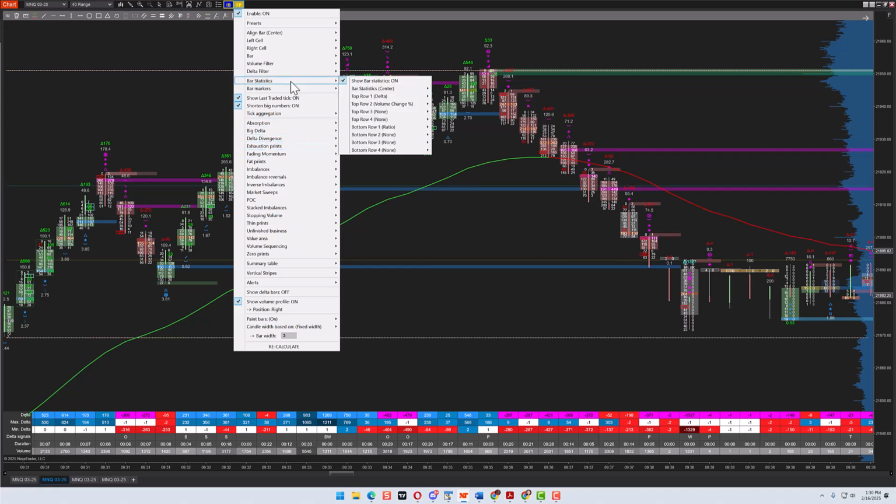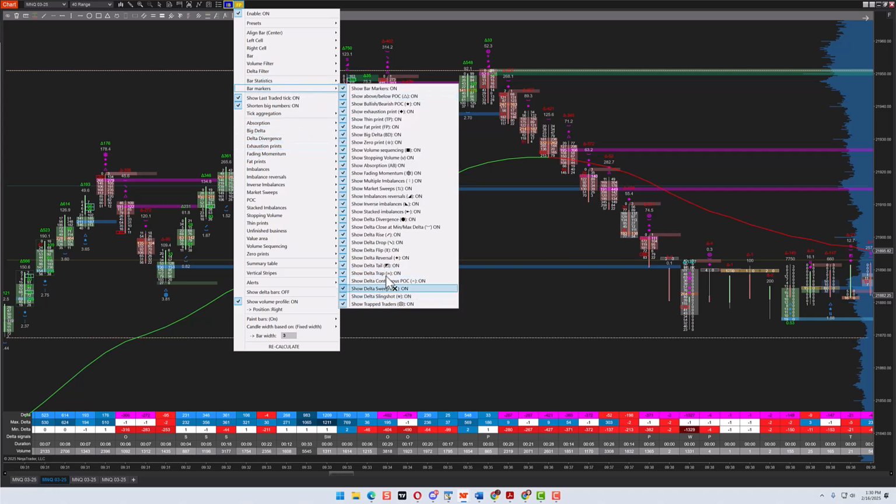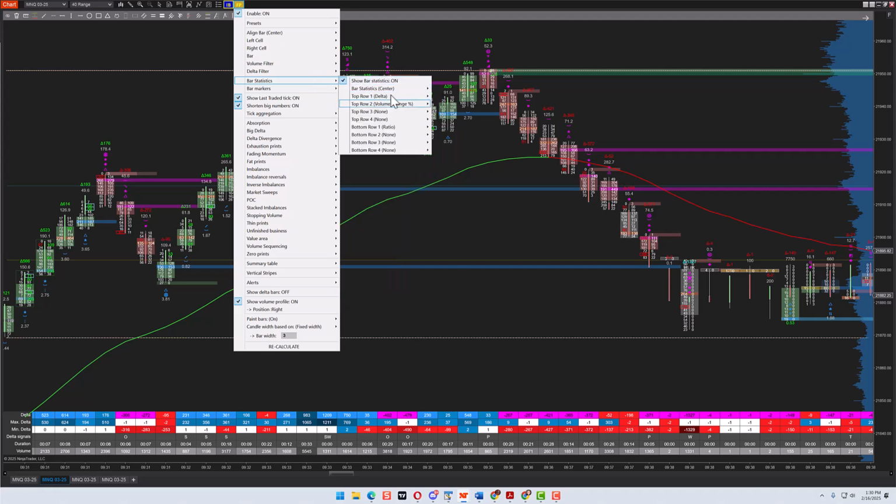So I keep all the bar markers turned on. Bar stats, you've seen it, just a couple that I use. I like delta and the percentage change in volume from bar to bar. I keep the ratio on as well, and when it's bright, I pay attention to it. Now, this is my tick aggregation. I keep it at 4. Same thing with the 40 range.